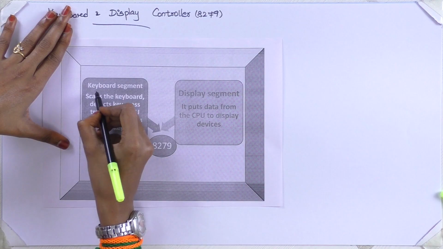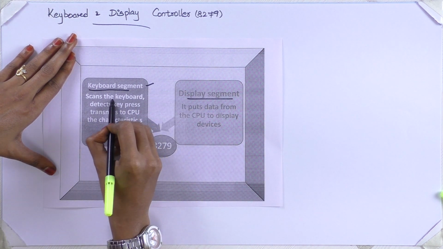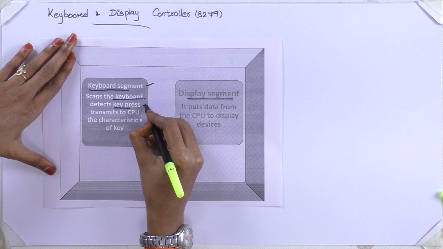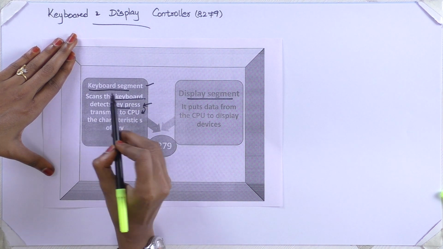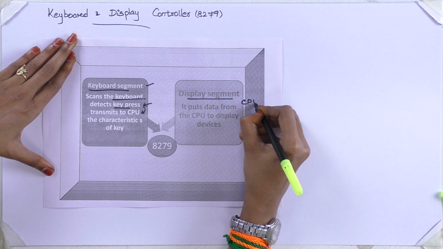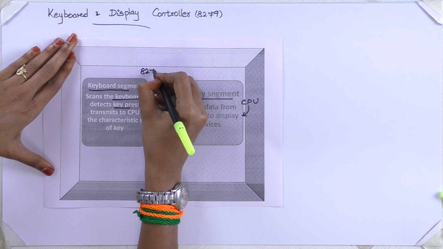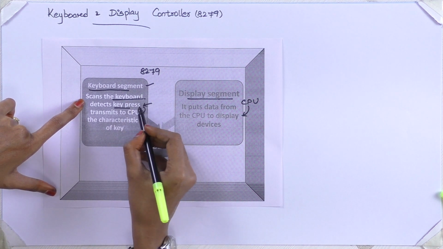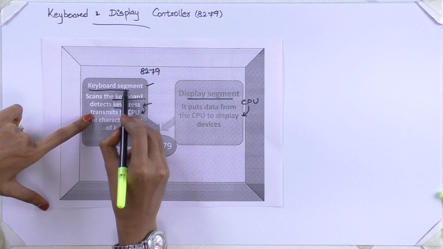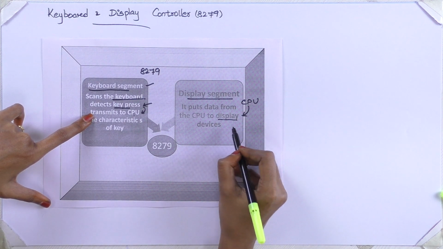So I told you, here you have two segments, keyboard segment and display segment. The keyboard segment will scan the keyboard for what key is pressed. If the key has been pressed, it will send that key's characteristics to the CPU. That's the purpose of keyboard segment. The display segment will get the data from the CPU and send it to the display unit. So these are all the segments of 8279. The keyboard segment will scan the keyboard, detect the key and transmit to CPU. The display segment will get the data from the CPU and send it to the display device to display the particular character. Now we will see the architecture of 8279.